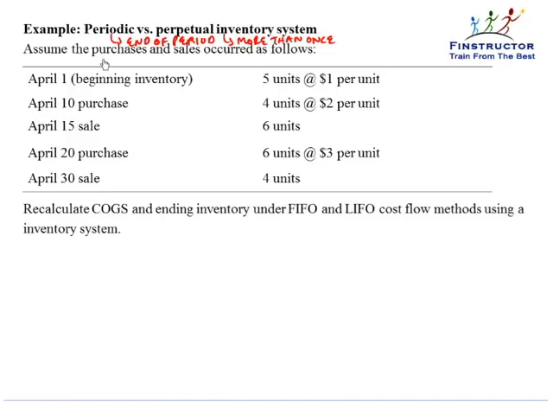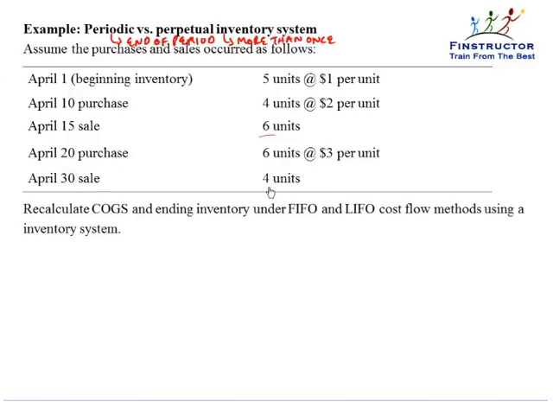So assume that the purchases and sales exactly occurred as follows. On April 1st, we purchased 5 units at $1 per unit. On April 10th, we purchased 4 units at $2. And on April 15th, we sold 6 units. On April 20th, purchased another 6 units at $3. And on April 30th, sold 4 units, making a total of 10 units of sales during April.